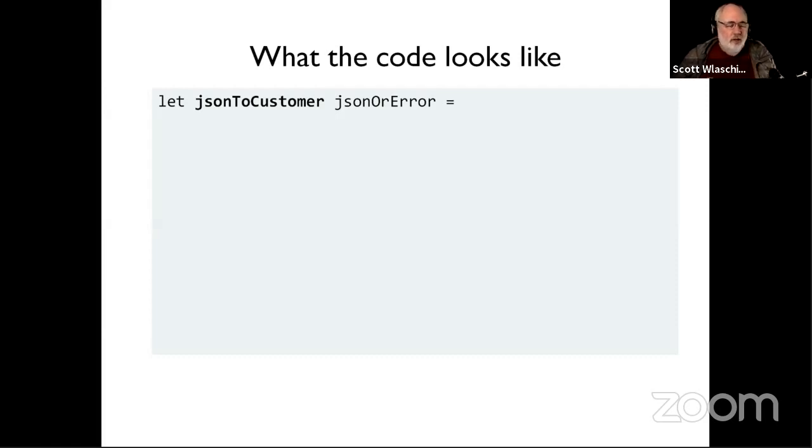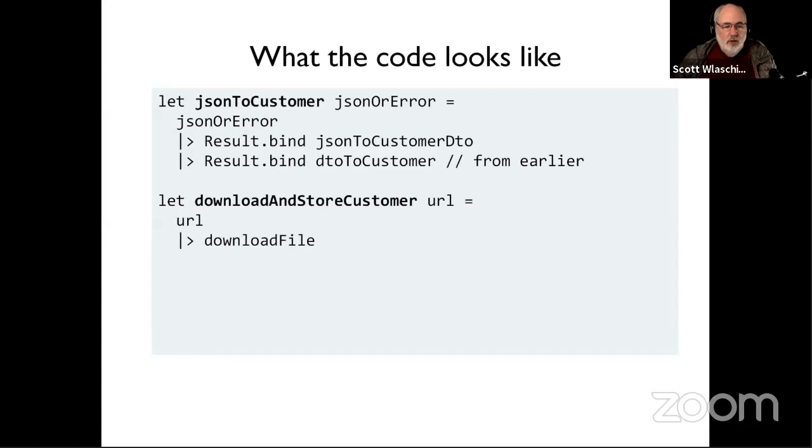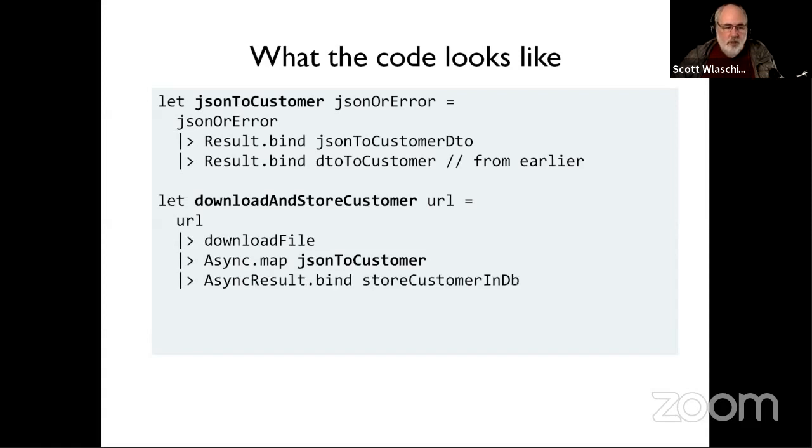It's literally a few lines of code. So there's one piece of code that is 3 lines of code. And then here's the overall function. Start off with the URL, download it, turn the JSON into a customer, and then store the customer into the database. And there's a map there, and there's a bind there, and there's various other bits in there. But the whole thing fits together very nicely once you know which tool to use.